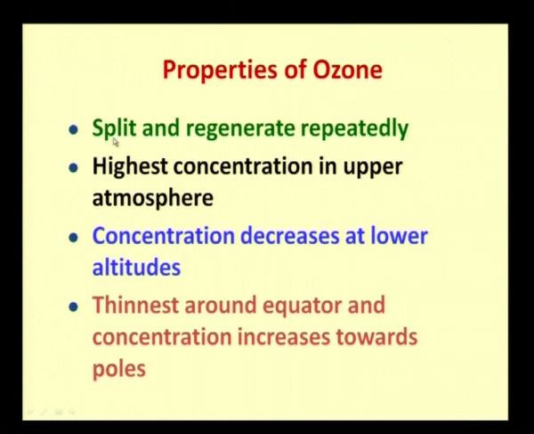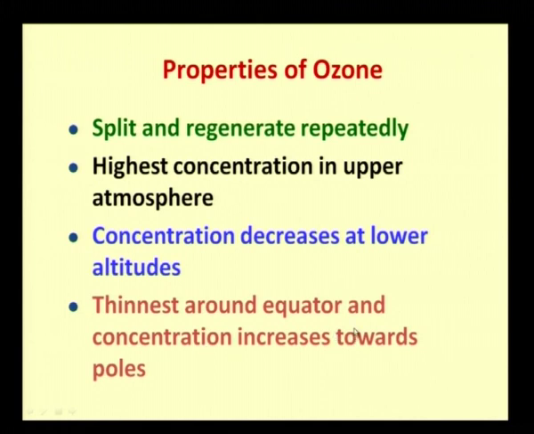Some other properties: it is splitting and regenerating repeatedly. It has the highest concentration in the upper atmosphere, and the concentration decreases at lower altitudes. It is thinnest around the equator, and the concentration increases towards the poles.